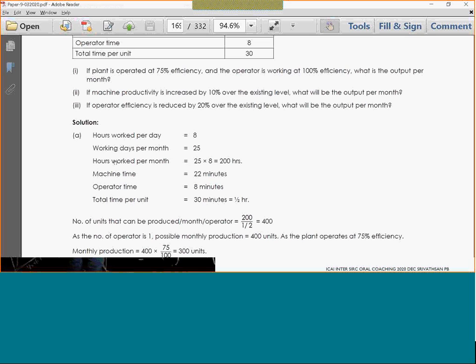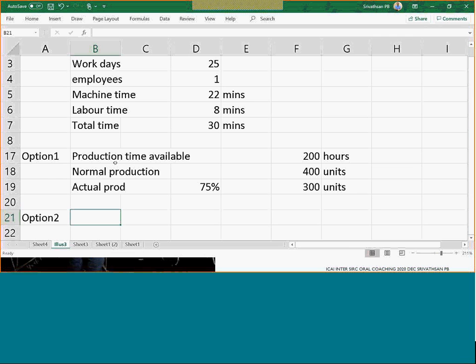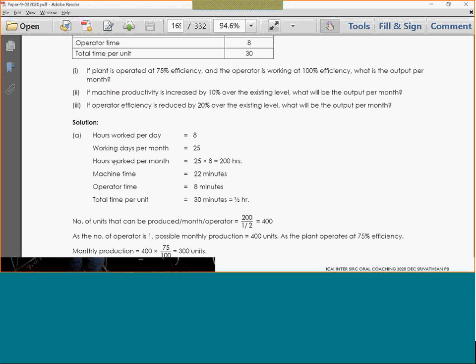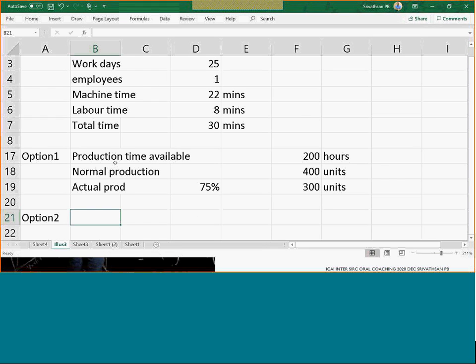Increased by 10% over the existing level. What is the output? So we're doing 10% better than the existing level. The operator time is reduced by 20% from the existing level. So doing 10% better than this.